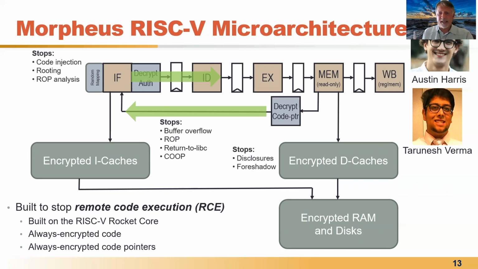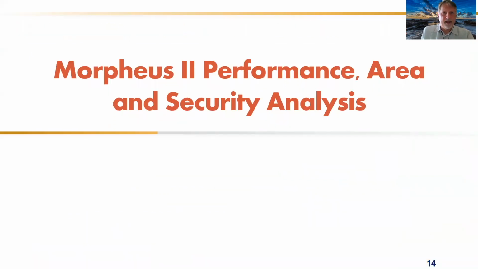And as you can see, there's just a wide range of attack classes you could stop here with just these two simple mechanisms. It's really an effective set of mechanisms. So let's take a look at our performance, area, power, security analysis for Morpheus 2.